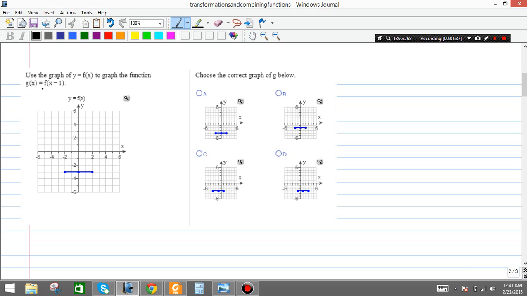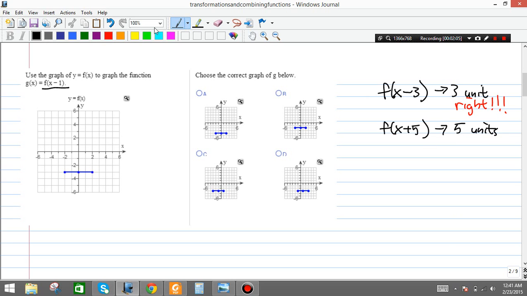f of x minus 1. So if I did f of x minus 3, it would mean 3 units right. So it's the opposite. If I did f of x plus 5, this would be 5 units, and this is left.